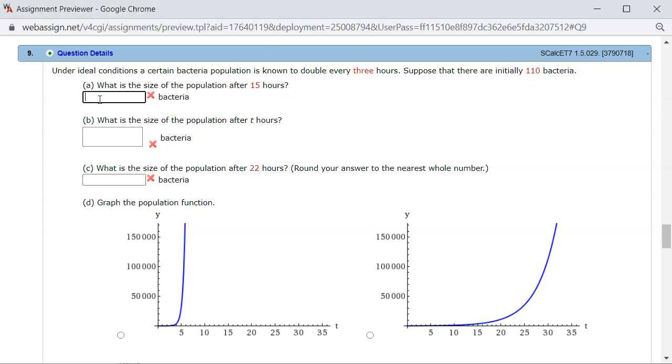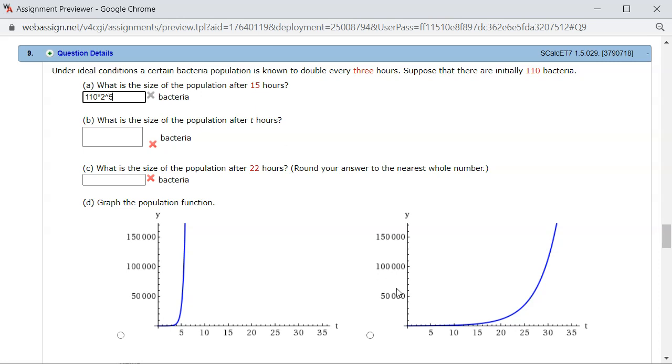So you start out with 110, and then you multiply by, right? After 15 hours, how many times does it double? Every 3 hours it doubles, so within 15 hours it's 15 divided by 3, which is 5. It's going to double 5 times, so you do 2 to the 5th power.